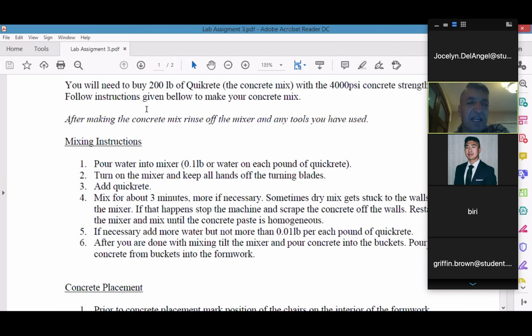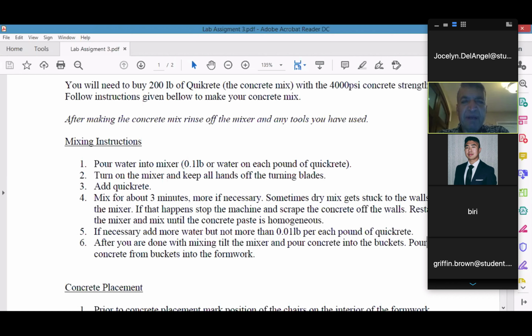And then I'll show you part of the presentation and all that. Okay, it says you will need to buy 200-pound Quikrete. Those are the yellow bags that I showed you, and I'll show you again tonight. Each bag weighs 90 pounds. And then remember how we estimated how many bags we need? So we would have the bags ready, and they are ready in the lab. The concrete mix with a 4,000 PSI concrete strength. So on the bag, it says 4,000 PSI, because that's what we wanted. We wanted to buy that.